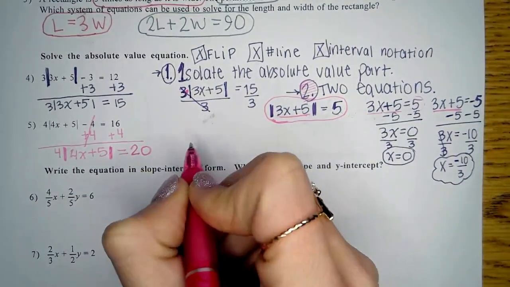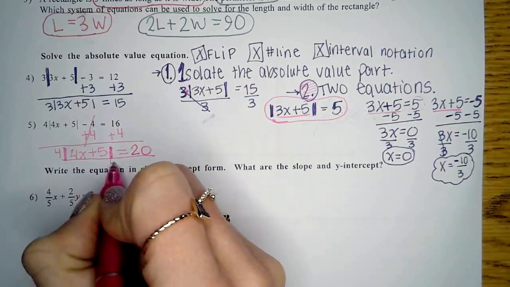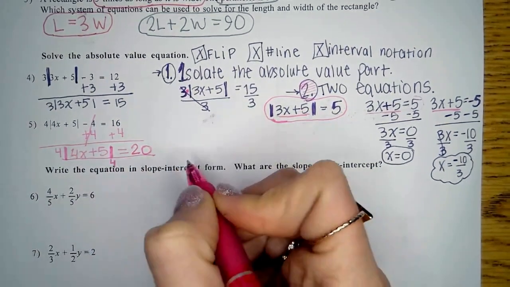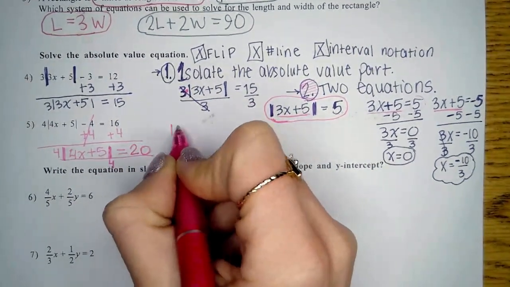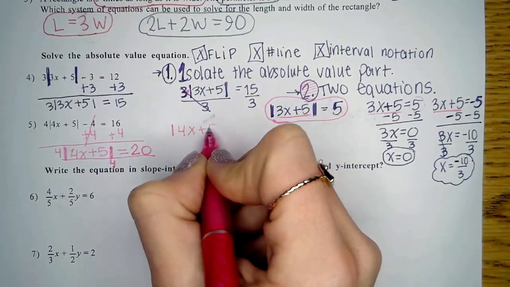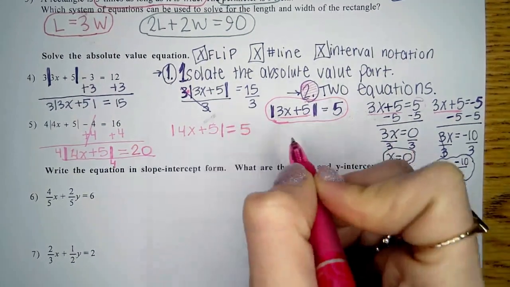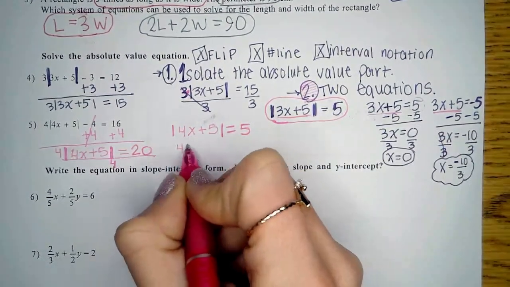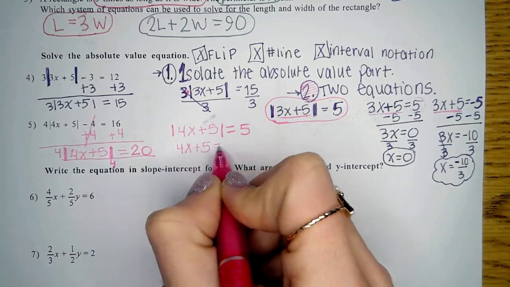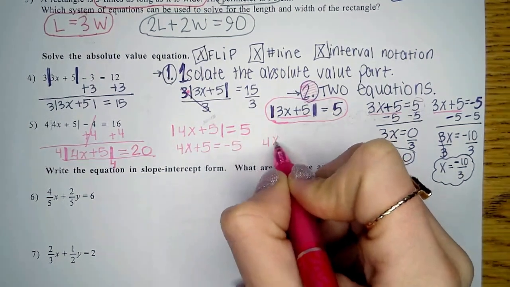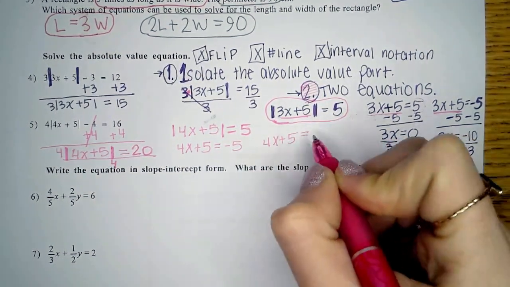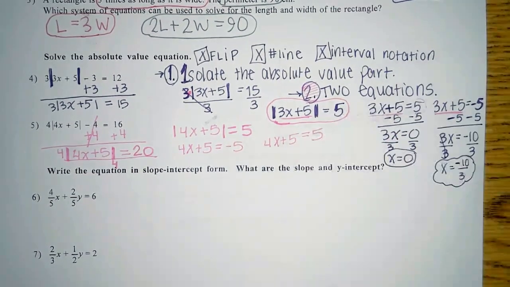Divide by 4. Good. If I divide by 4 on both sides, next step, I'll get the absolute value of 4x plus 5 equals 5. Nice. 4x plus 5 can equal either negative 5 or 4x plus 5 equals, what was it? Positive 5. Nice. And then we just solve from there.